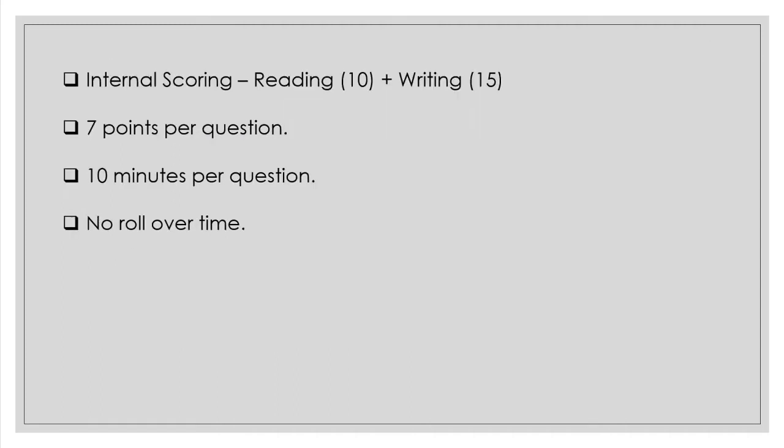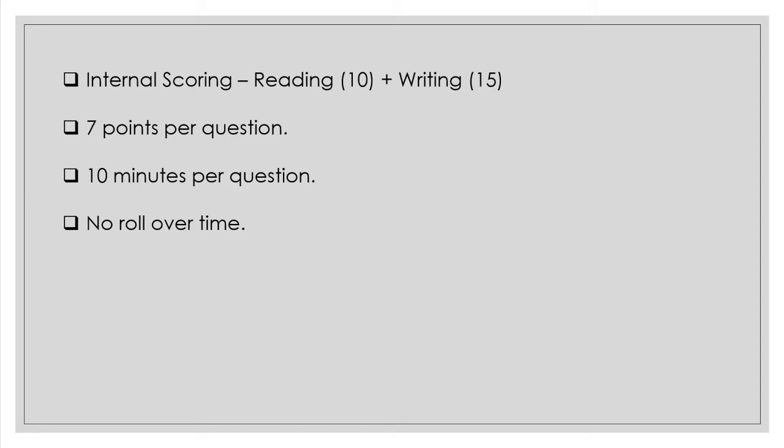The next is internal scoring. Since this exercise contains a reading part and a writing part, you will read the text first and then you will write the summary. You will be scored an internal scoring of 10 marks for reading and 15 points for writing. In total, you will be getting 7 points per question. And you will have 10 minutes to finish the question.